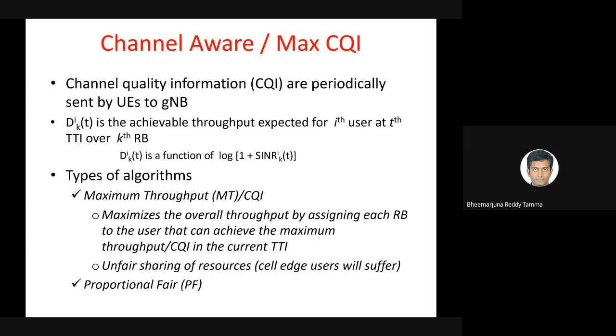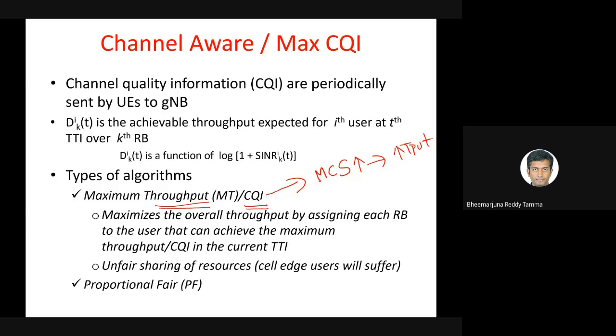Again, we can think of two kinds of algorithms here, which come under channel aware algorithms. One is the maximum CQI and the other one is the maximum throughput. We use these two terms interchangeably. We expect that if you have maximum CQI, you end up getting the maximum throughput, because once the CQI is higher, you'll be selecting the higher MCS. That will translate into higher throughput. But again, as you see, it could lead to starvation and unfairness to the cell edge users.